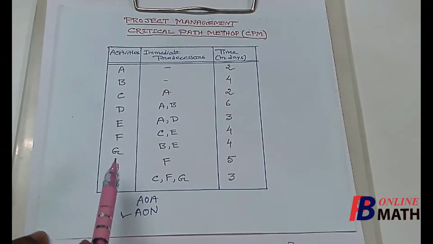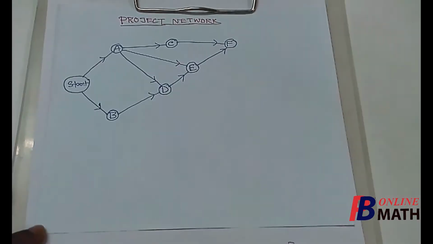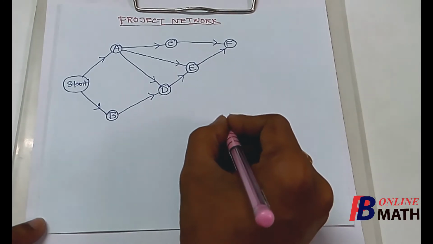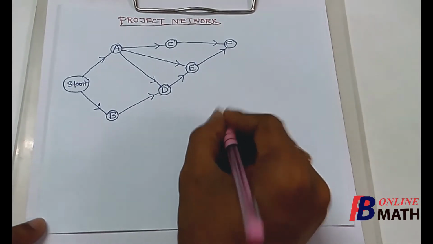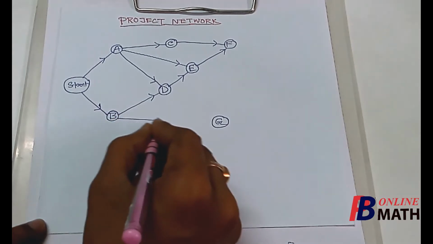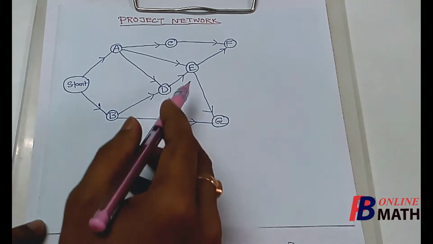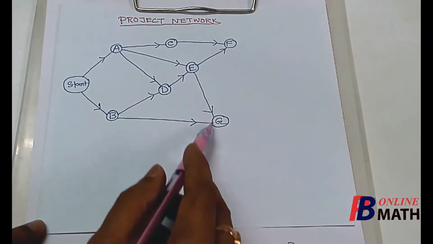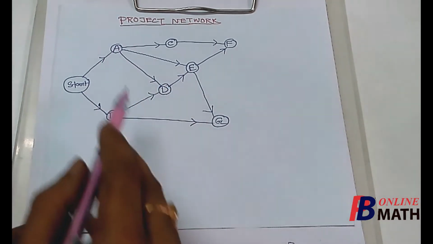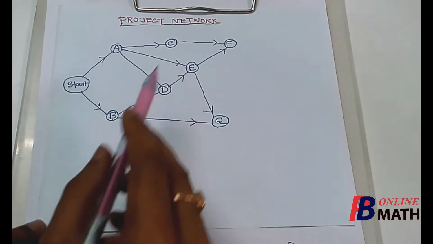The next activity is G, which has two immediate predecessors, B and E. So if we represent the activity G by this node G, then it has two immediate predecessors, B and E. So we connect these two nodes by this directed arc. Also we connect these two nodes by this directed arc. So the activity G has two immediate predecessors, B and E. That means the activity G can be started only if both the activities B and E are completed.